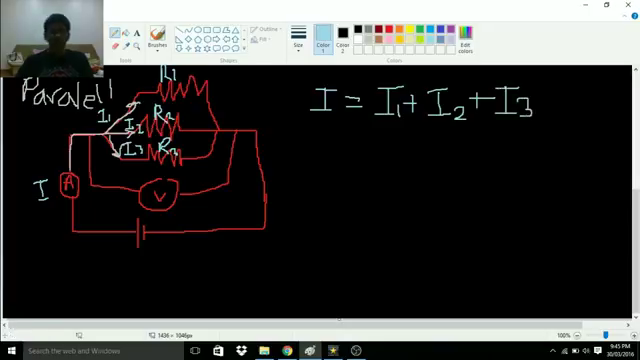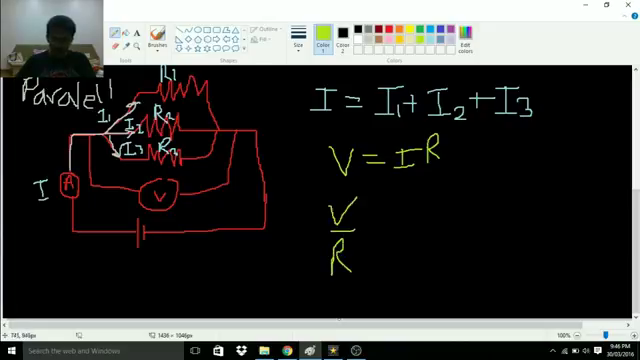All right. And now if we apply Ohm's law, what does Ohm's law say? Ohm's law says that V equals IR, right? So how can we turn this equation into something which equals I? We can do something like V by R equals I. So I is equal to V by R.